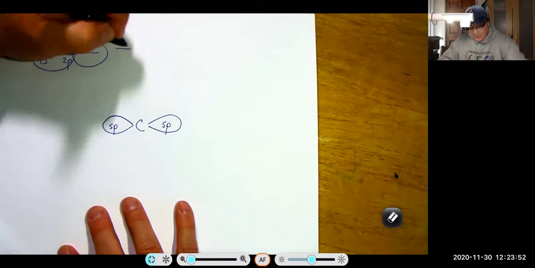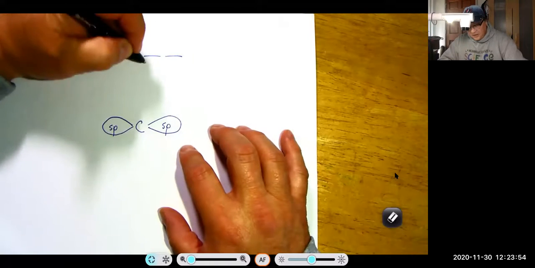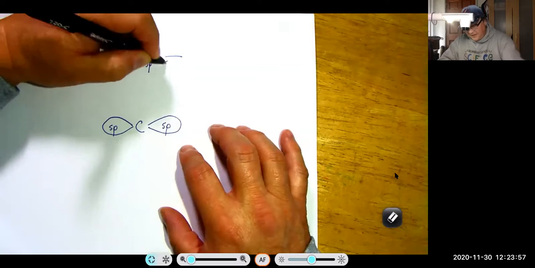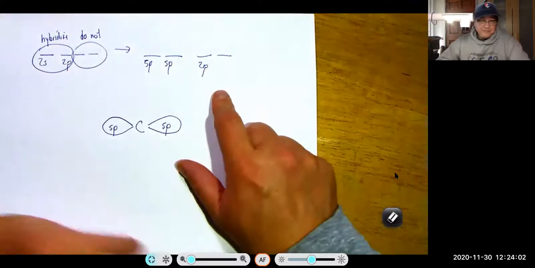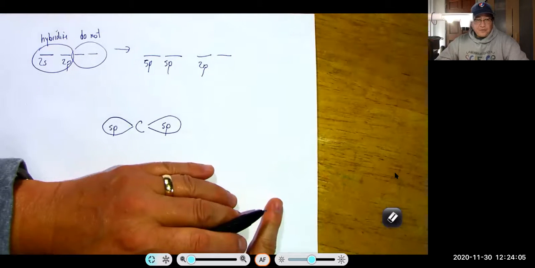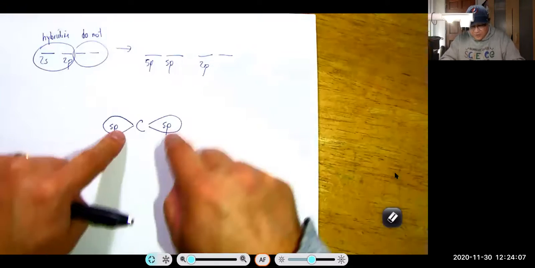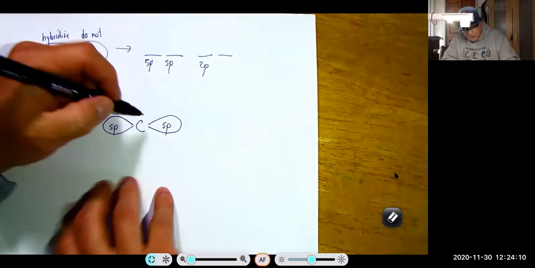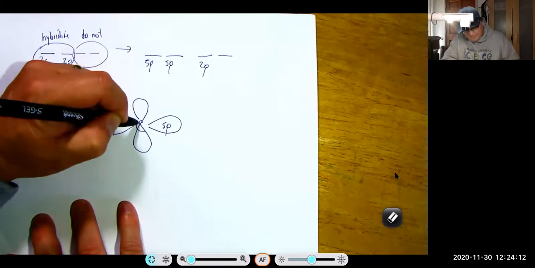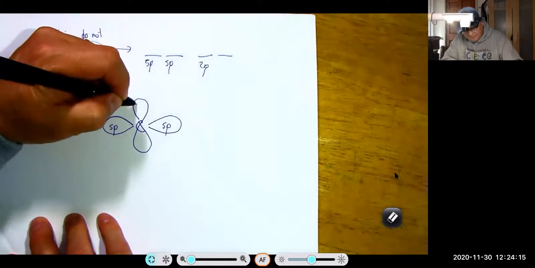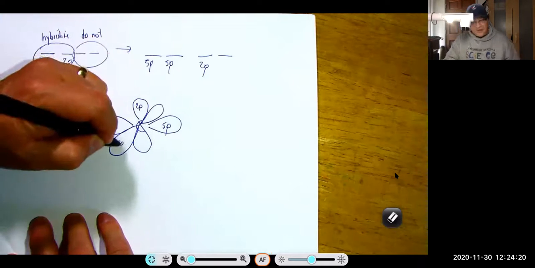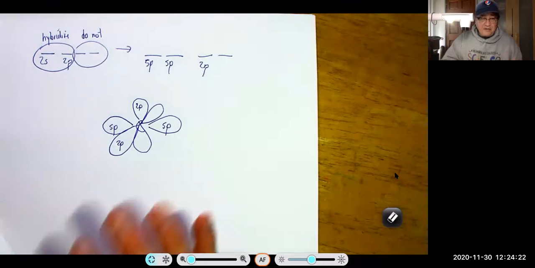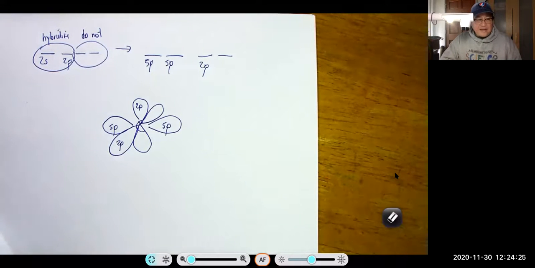So when they hybridize, what you get is this. You get an sp, an sp, and you still have two p's that are not hybridized. So what I've drawn here are the sps. Where are these guys? And the answer is, here's one of them. And here's the other one. They're still there. Have you got that? They're still there.